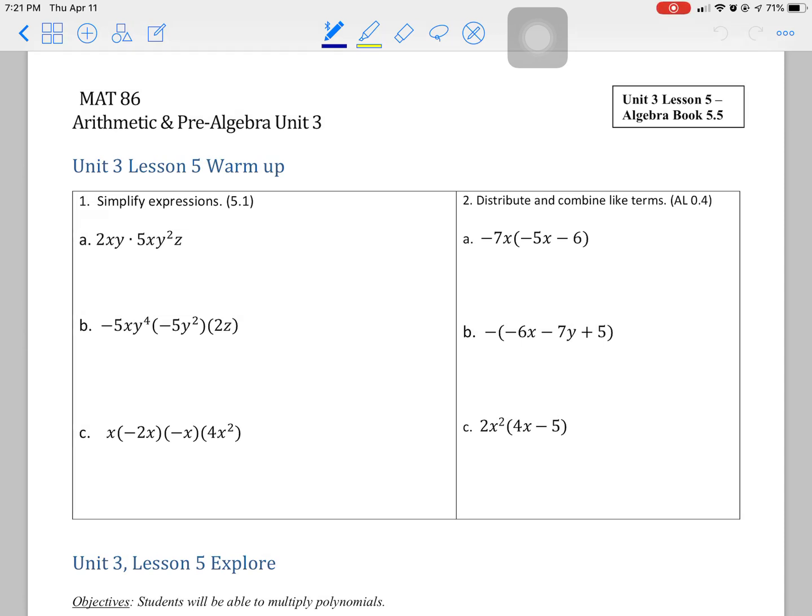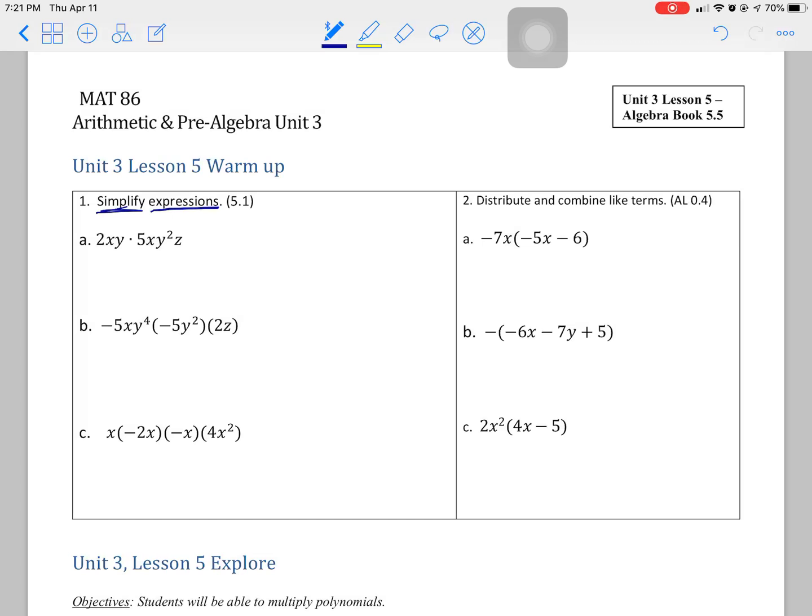Unit 3, Lesson 7, Warm-Up and Explore. Simplify expressions. Notice none of the warm-up have an equal sign after them. That means they're not equations, they're expressions. All we want to do is simplify them. If we're adding and subtracting them, we're combining like terms, but if we're multiplying, then we are adding exponents.